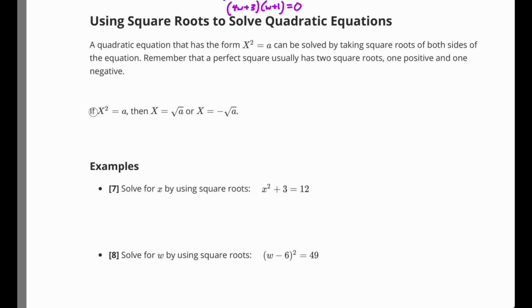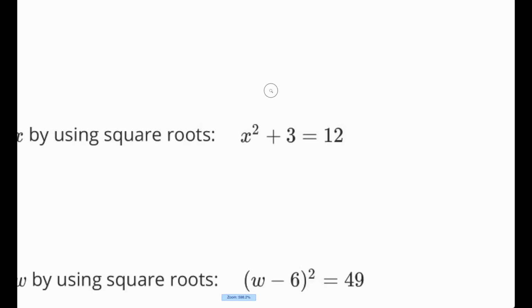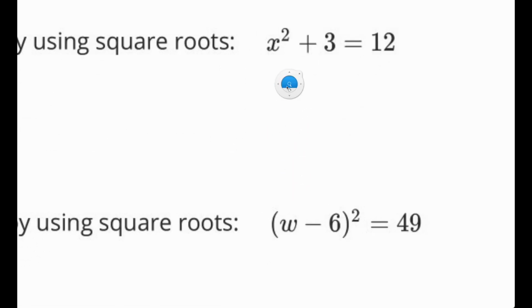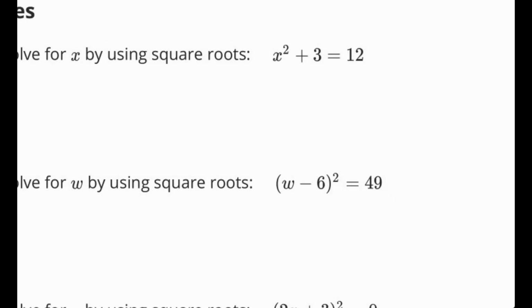It is important to note this right here. If x squared is equal to a, then the answer is x is equal to the square root of a or negative square root of a. Because when you square a positive, it can be positive or negative, and you'll get the same answer because a negative times a negative is a positive. It'll make more sense as we do some of these problems. So let's look at this first one here.